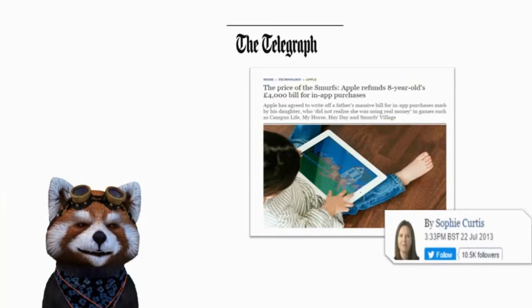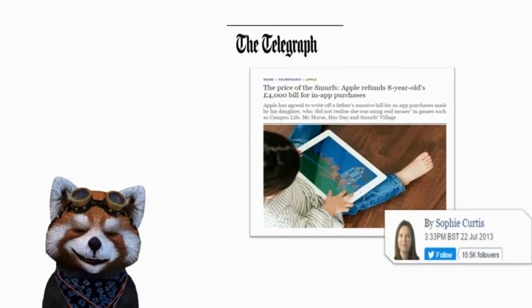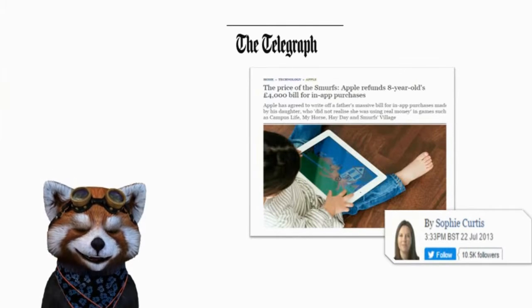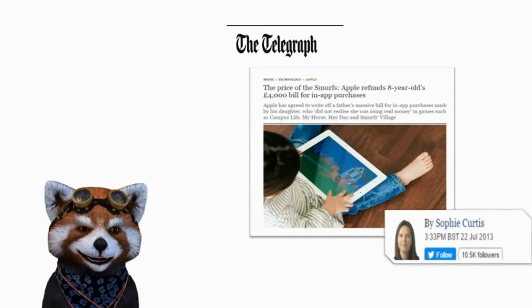Lily had used the password she'd seen me enter to download the games. She's only 8 years old, and when I sat her down and explained what she was doing had cost real money, I still don't think she really understood.